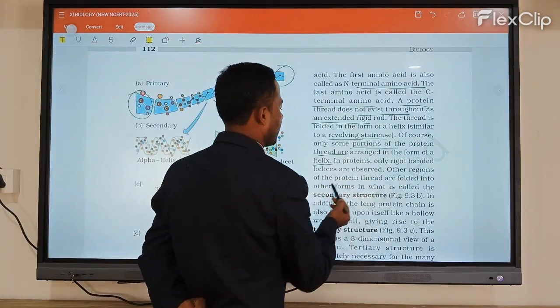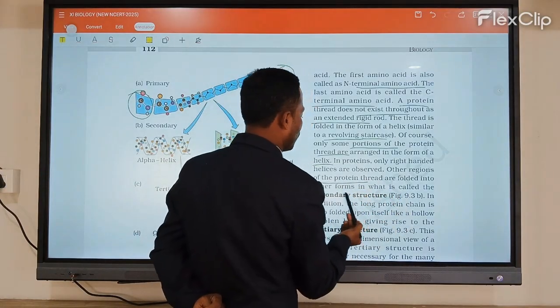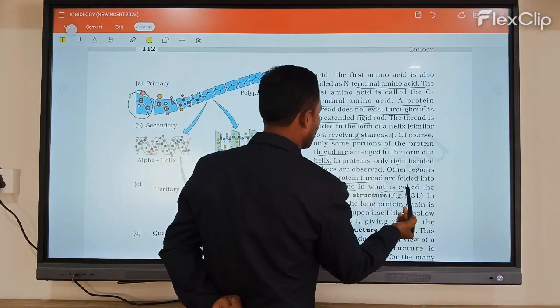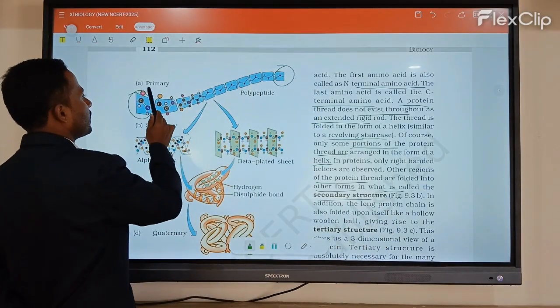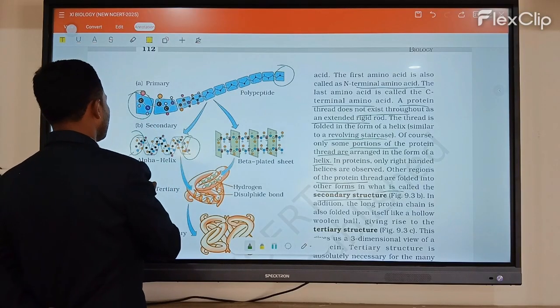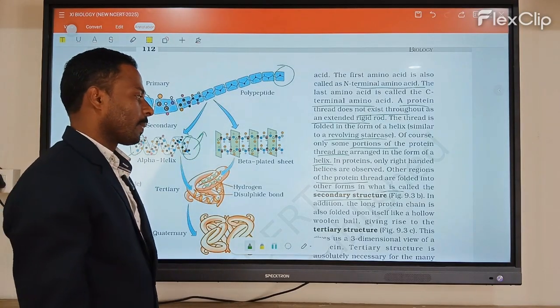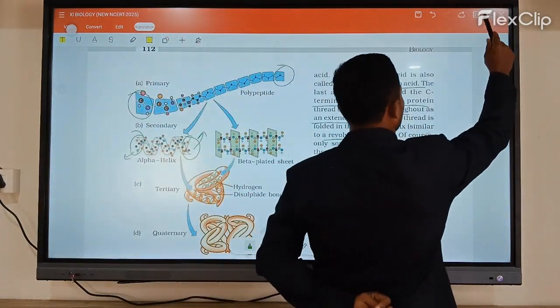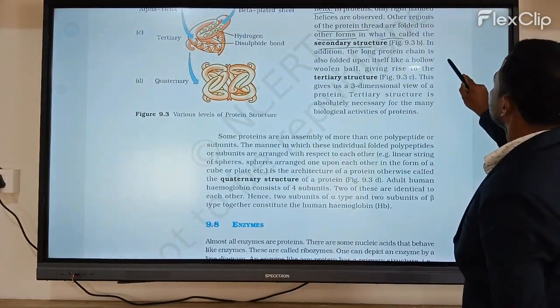In proteins, a right-handed helix is observed. Otherwise, the protein thread is folded, and this is called the secondary structure. In the secondary structure, helical structures are produced. It is one hand, a starting and an end of the protein form.